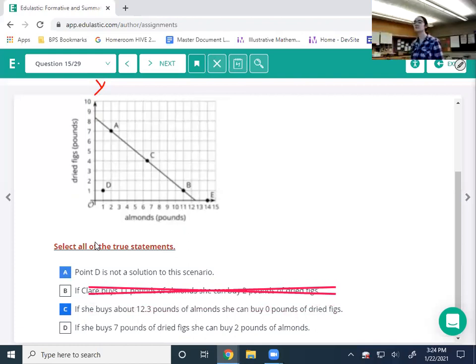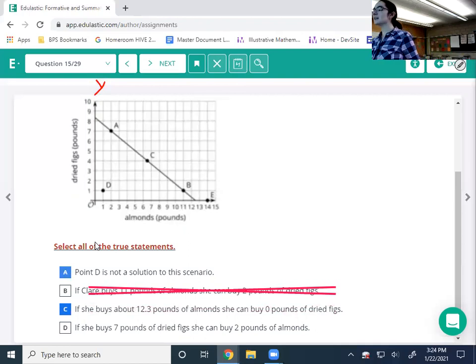Now, last one. If she buys 7 pounds of dried figs, she can buy 2 pounds of almonds. Very good, Max. You can hit submit on that and then, or just close it out, and then you can take a look at and follow along with the review here, okay?